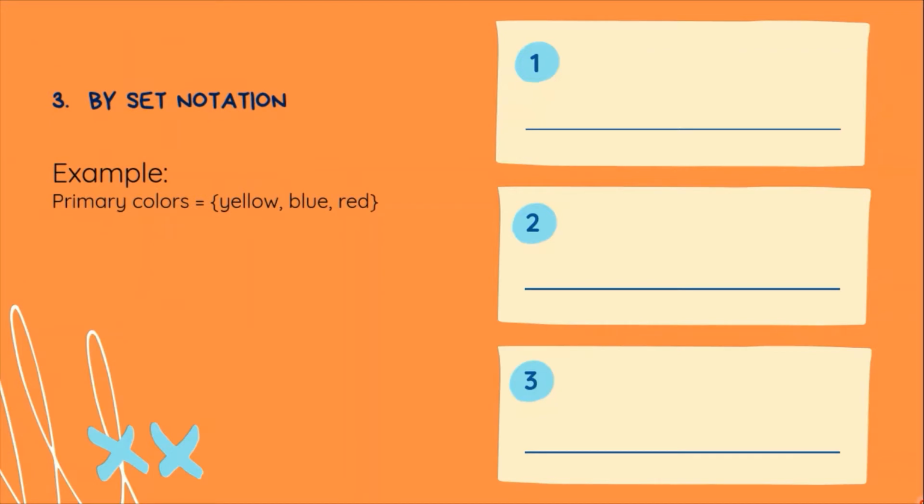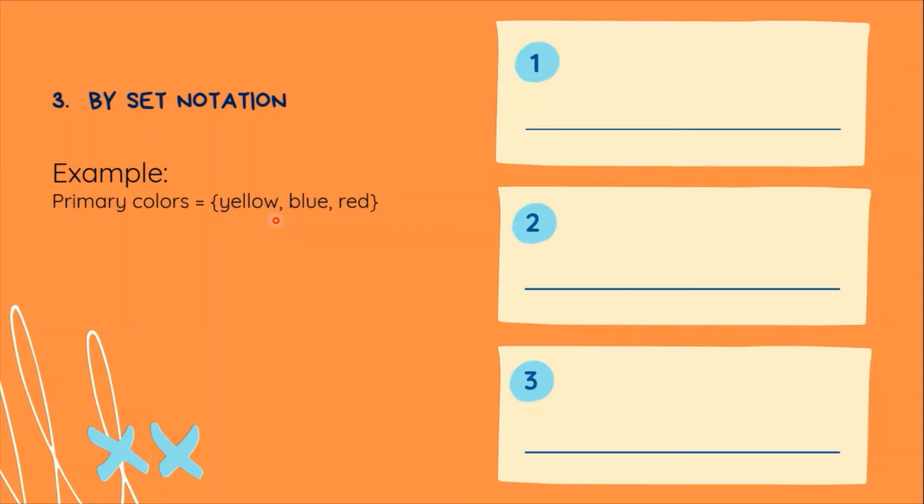Last way of describing the members of the set is by writing a set notation. This is an example of a set written in set notation. The format for writing a set notation is first writing the name of the set, in this case, primary colors, followed by an equal sign, and then open brace. Then you start listing the members of the set.